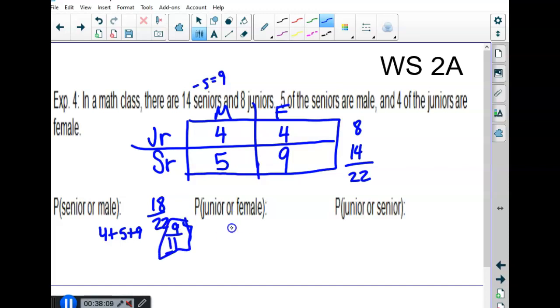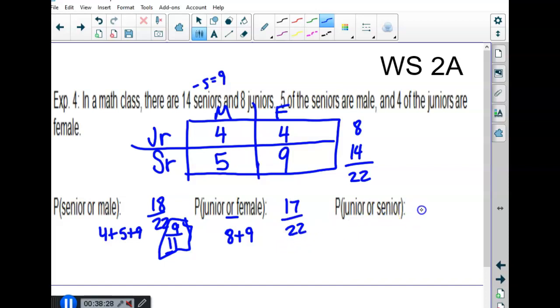Oh, that's a horrible box. Junior or a female. Everybody's a winner if they're a junior or a female. How many? 8 juniors plus 9 female seniors is 17 out of 22. Did anybody get that one way or the other?